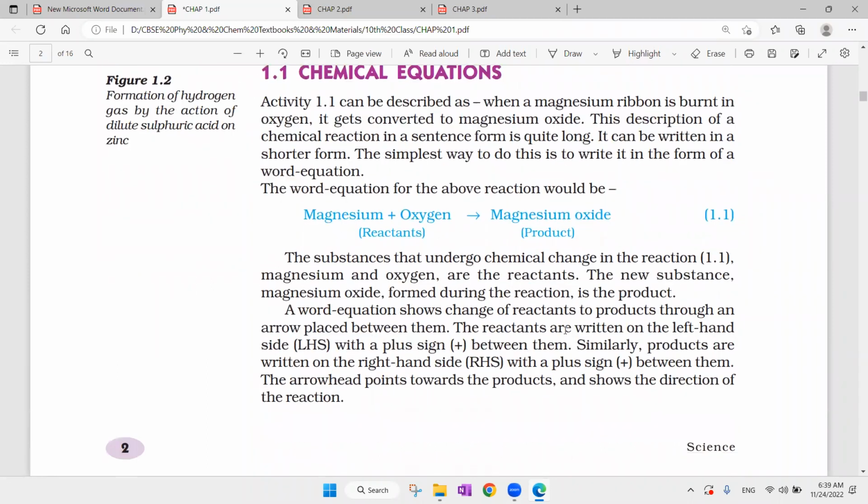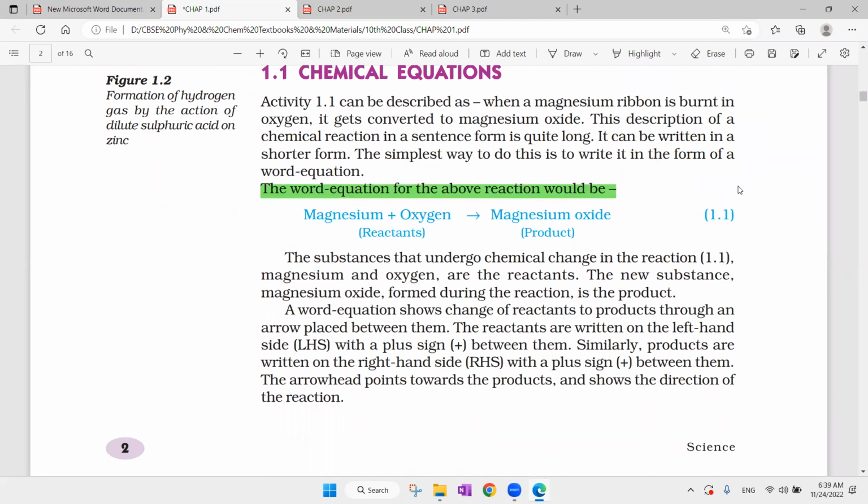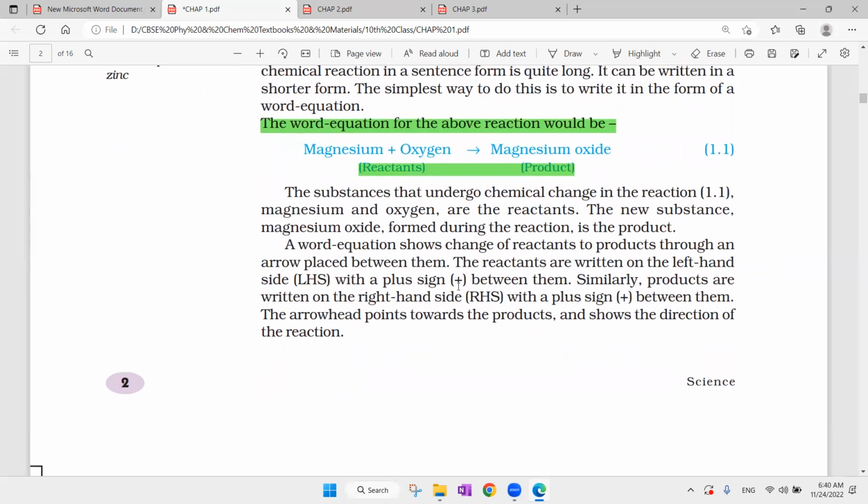In this, they are talking about word equation. This is word equation. In word equation, you will be representing entire words, and we have reactants as well as products. Reactants means which are participating in reaction. Product means output. After that, in this paragraph, you will get information.